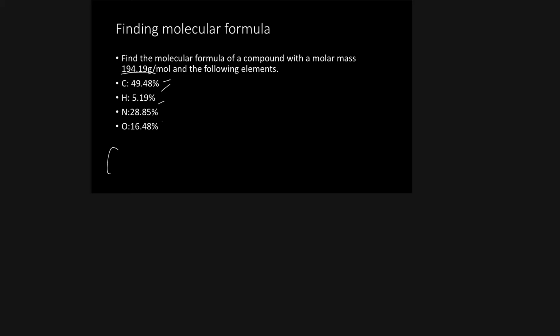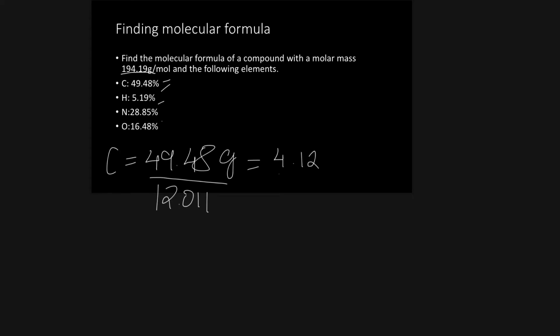So for carbon, it would be 49.48 grams. And then what you have to do is convert these to moles. So you will take your grams and divide it by the molar mass of carbon, which is 12.011, and that gives you 4.12. You will do the same for the rest of the elements, and go ahead and pause the video.